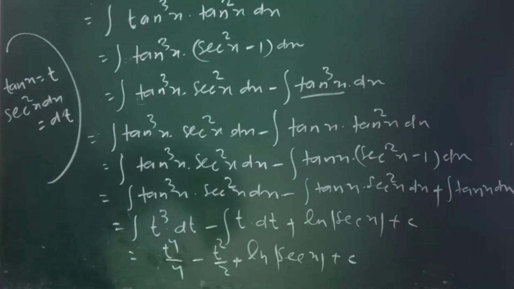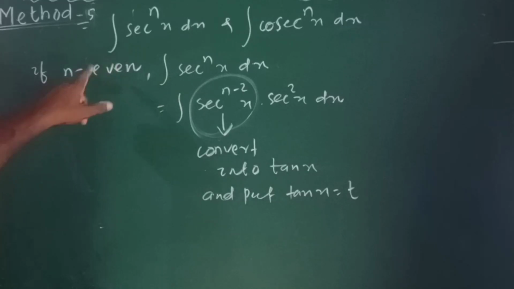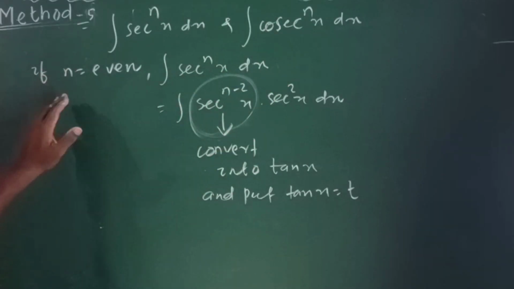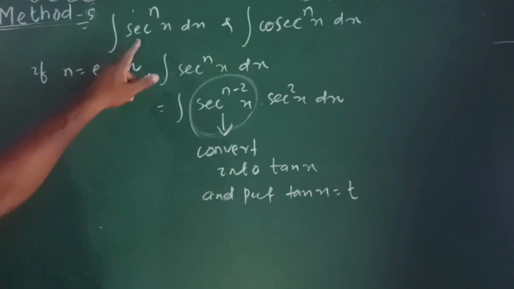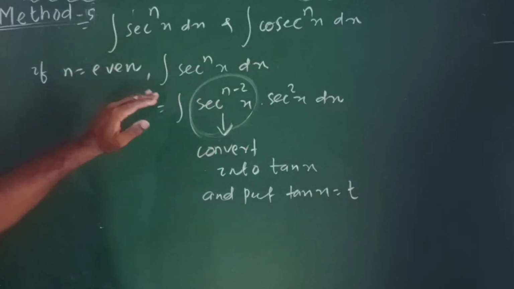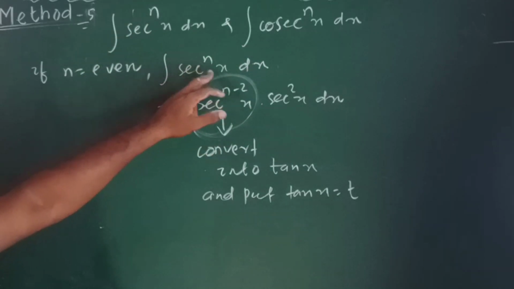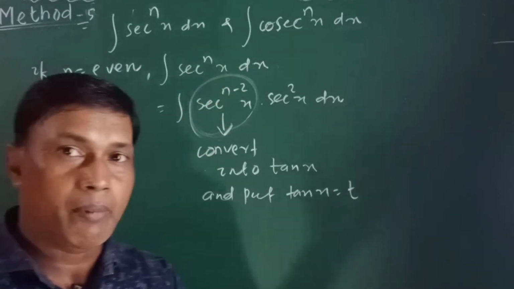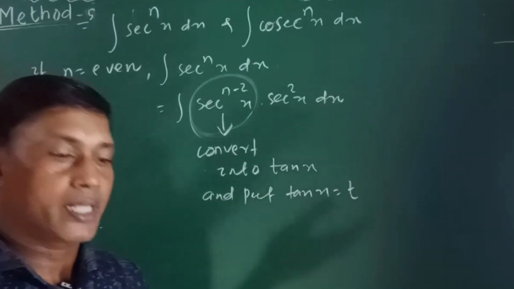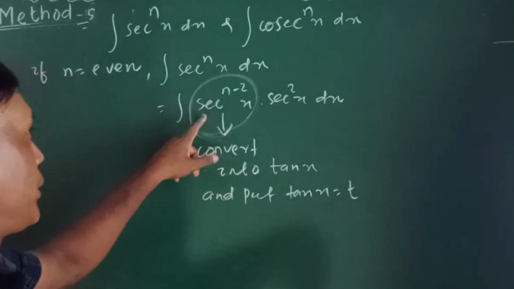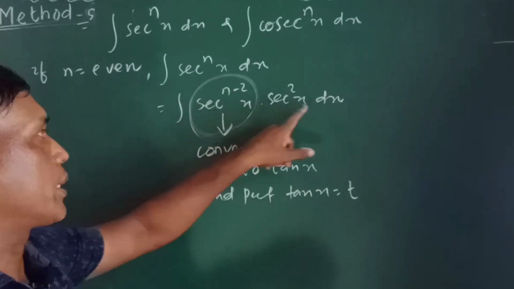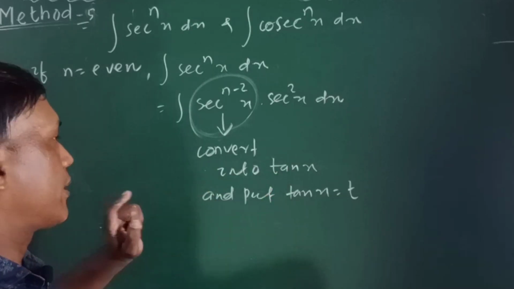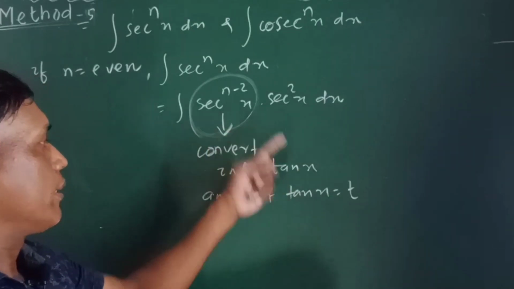So this is the integration of tan to the power 5. Now to integrate sec to the power n x and cosec to the power n x, look here, if n is even, that means you have an even power of sec or cosec, sec to the power even x dx. If sec to the power n x dx is given, only thing to remember, if n is even, simply separate sec square. That means this is sec to the power n minus 2 x into sec square x dx. Now convert this sec to the power n minus 2 into tan x and put tan x equal to t, and you will get the derivative of tan x equal to sec square x.